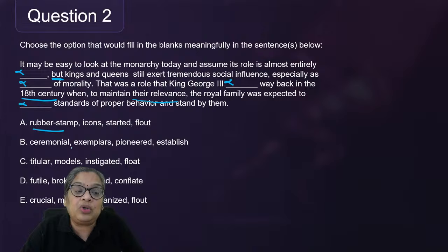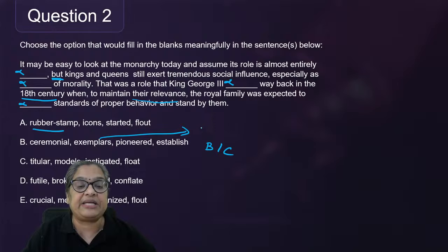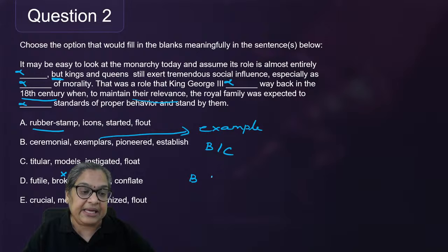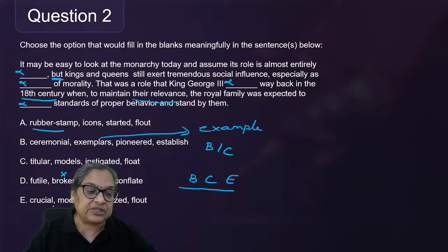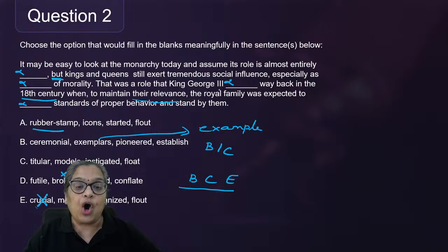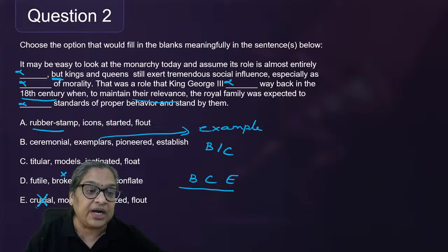His role is almost entirely titular, but kings and queens still exert tremendous social influence, especially as models of morality. B or C both work. Exemplars means examples, the best example, the most shining example. So both will work. Brokers of morality won't work. So between B, C and E, again C, their role is almost entirely crucial won't work, because the word we want here is opposite of someone who has tremendous social importance because of the use of the word but here. So E goes. Therefore, between B and C, which is the better one?